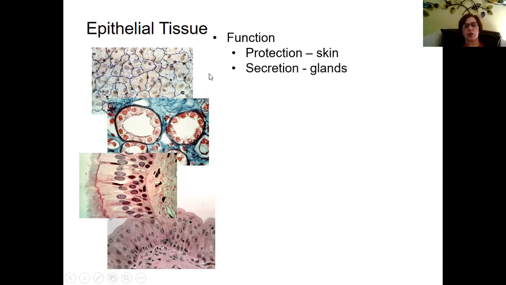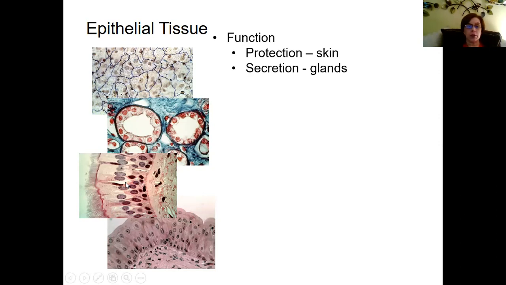The second function is secretion. All of our glands are epithelial tissue. So your salivary glands are epithelial tissue, and then the ducts, your salivary ducts, are lined with epithelial. These are actually kidney ducts. Your bladder.